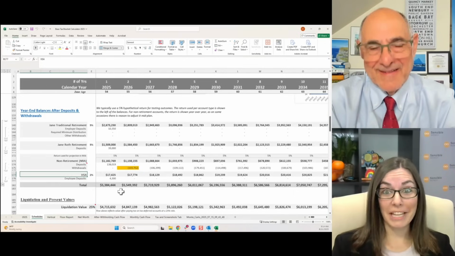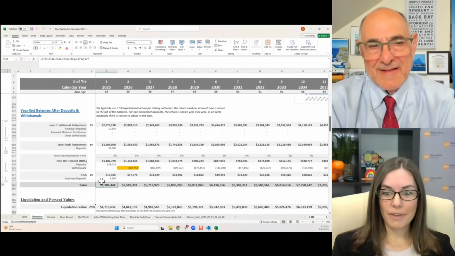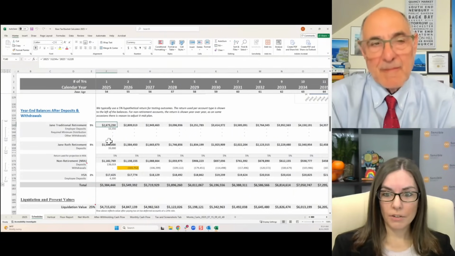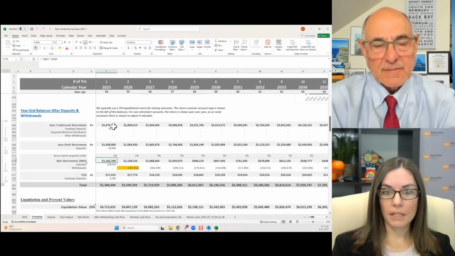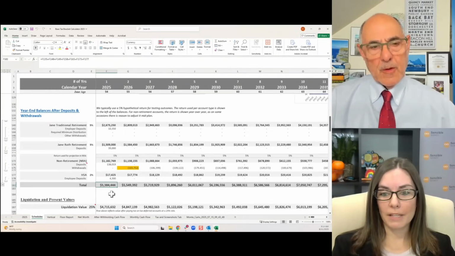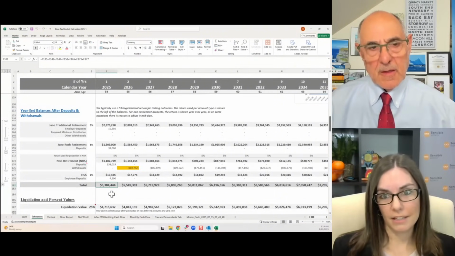And so we will touch on that in a minute. But this is a rough estimate here. These light gray numbers show how much money we expect her to have at the end of the year in each of these 4 different buckets. Total portfolio value is estimated at a little over $5 million at the end of the year.